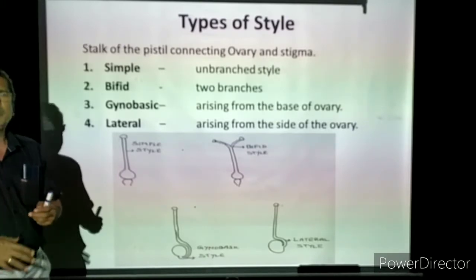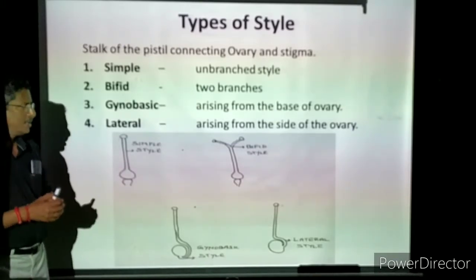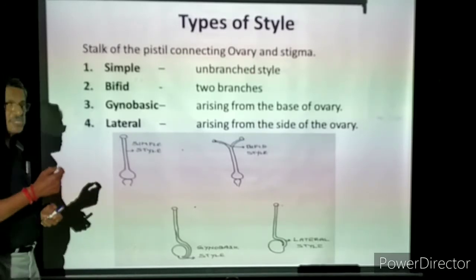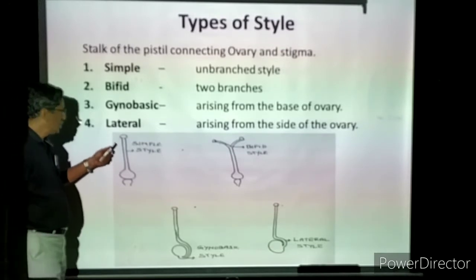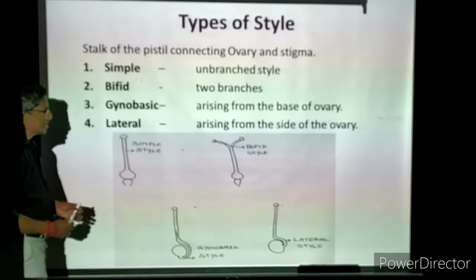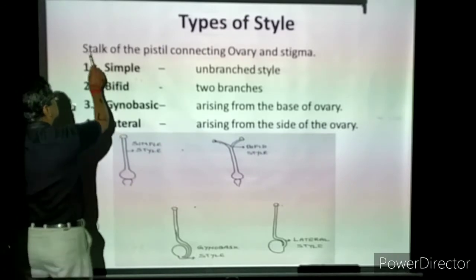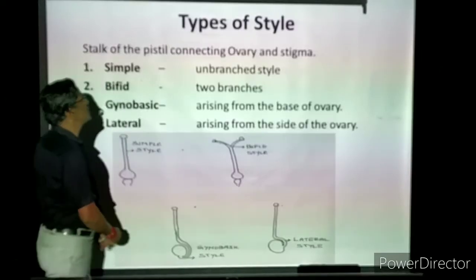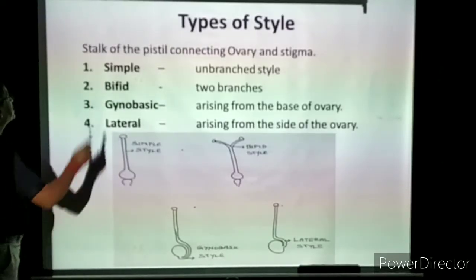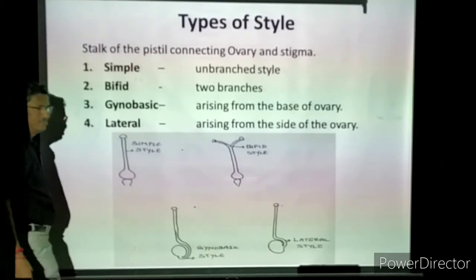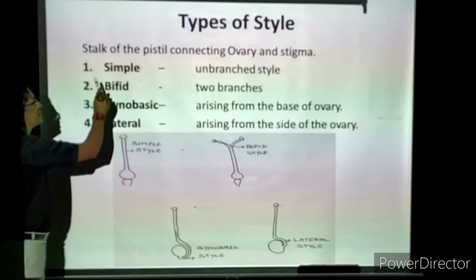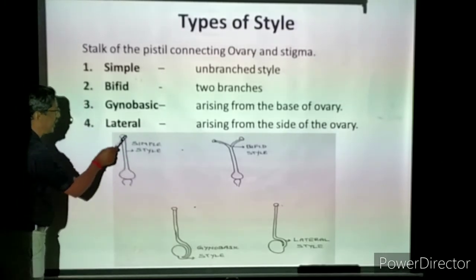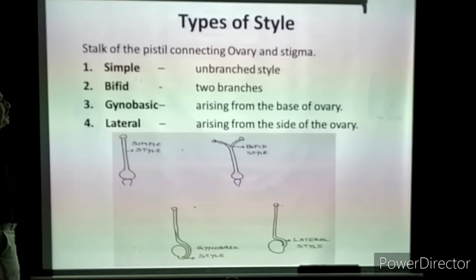In some the style will be very long. In some flowers the style will be shorter. In some it will be stout. In some it will be very thin and long. So differences will be there, and that only we are going to study in this topic. The stalk of the pistil connecting the ovary and stigma. So what is the style? Suppose they are asking, what is a style? Style is the stalk of the pistil. It's a long stalk of the pistil connecting ovary and stigma. That is the meaning of style.